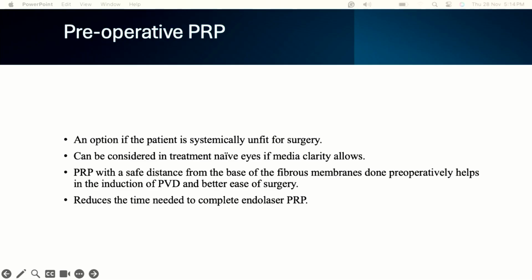It also helps in the induction of PVD and better ease of surgery and reduces the time needed to complete the intra-op endolaser. But surgery should be done at least 2 weeks after the completion of PRP because the retinal edema should be reduced. Otherwise, the iatrogenic breaks will be more during the surgery.